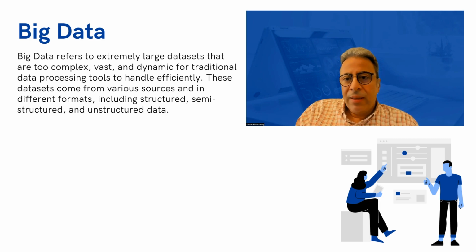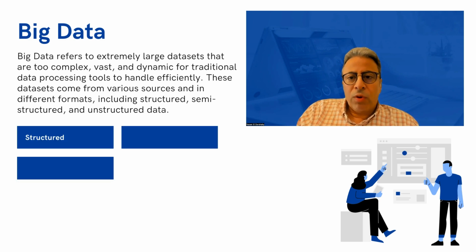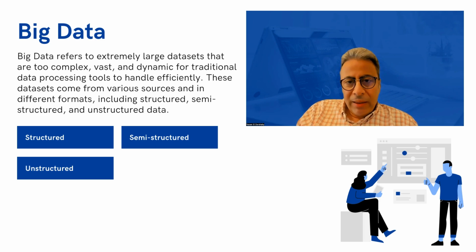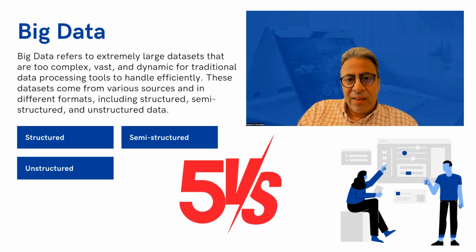Because this data comes from different sources, they are either structured or semi-structured or unstructured at all. There are criteria that describes each data set. And this description is very important so we understand which type of big data we are talking about, how big it is, how fast this data is being generated, and other criteria which are called the 5 V's. And we will see them now.